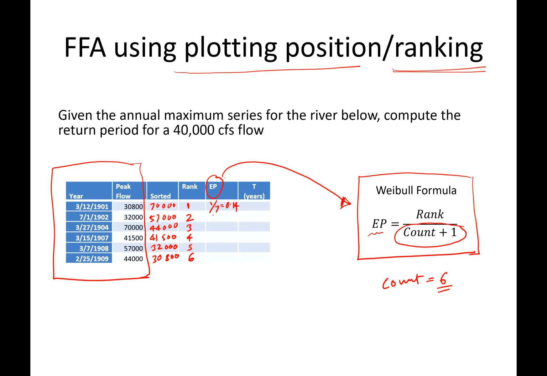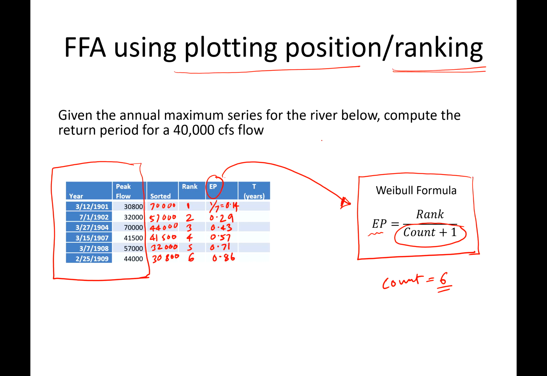Then this will be 2 divided by 7, so 0.29. I have rounded these numbers to 2 decimals, so that's why if this was 0.14, this should technically be 0.28, but this was not exactly 0.14, so that's why. And then we have 0.43, 0.57, 0.71, and 0.86.